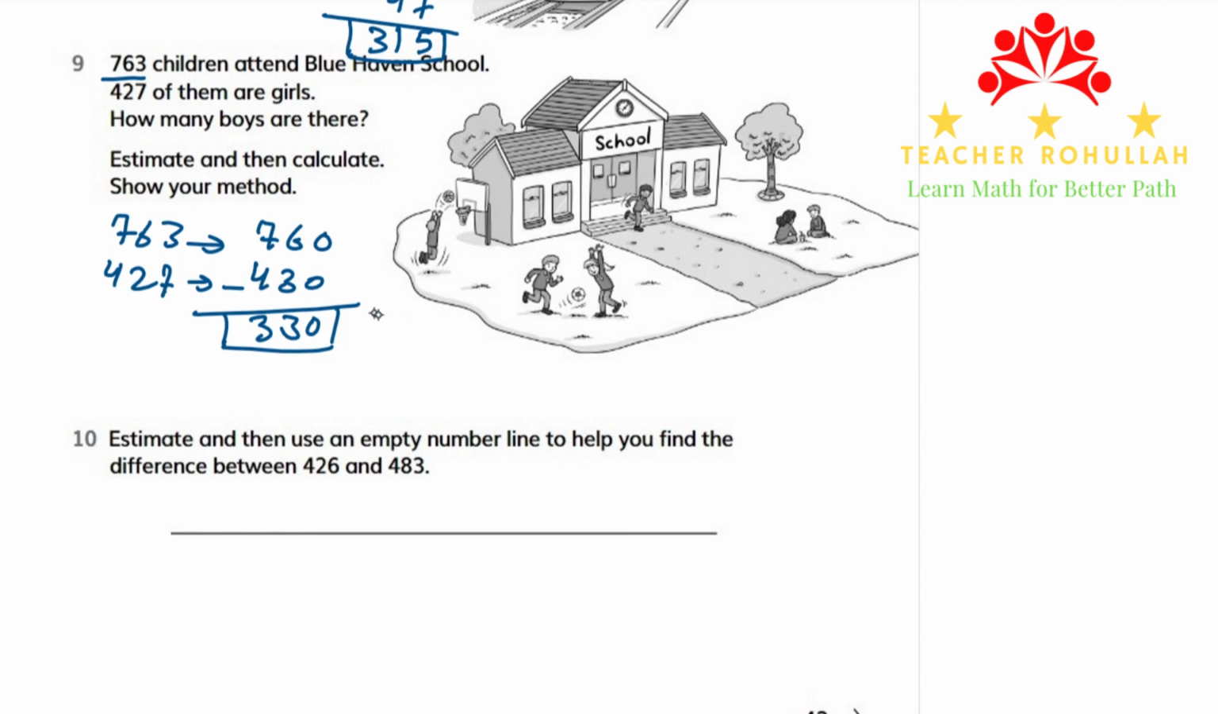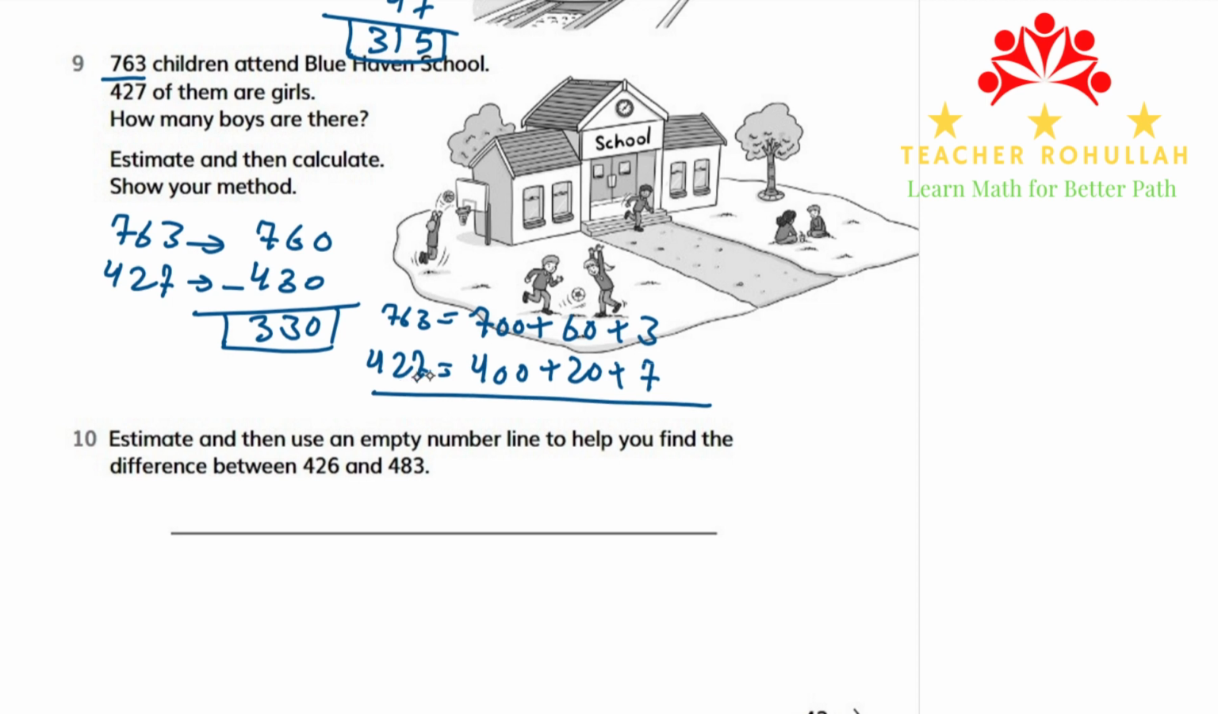So to partition 763, 763 will be equal to 700 plus 60 plus 3. And 427 will be equal to 400 plus 20 plus 7. Now we have to subtract hundreds from hundreds, tens from tens, and ones from ones. But there is a problem. We cannot subtract 7 from 3. Here we have to regroup from the tens place.